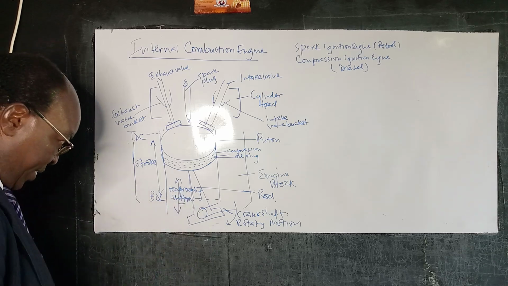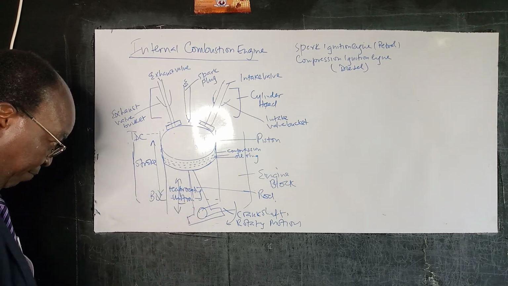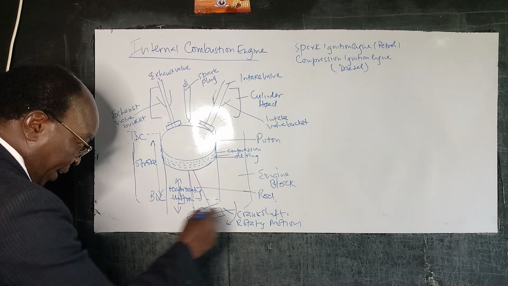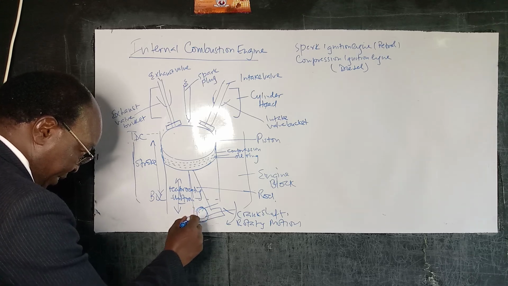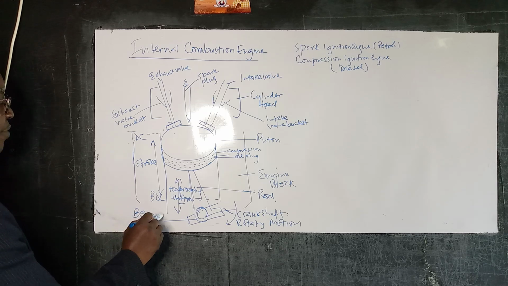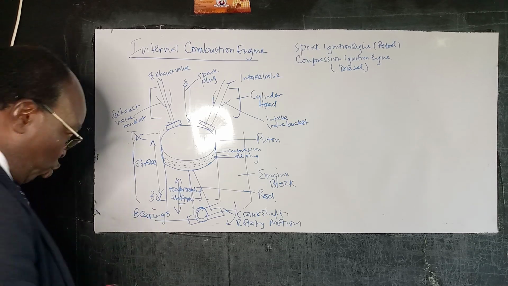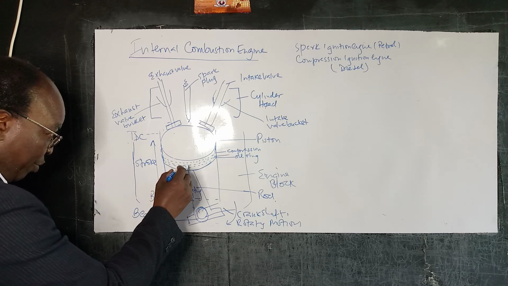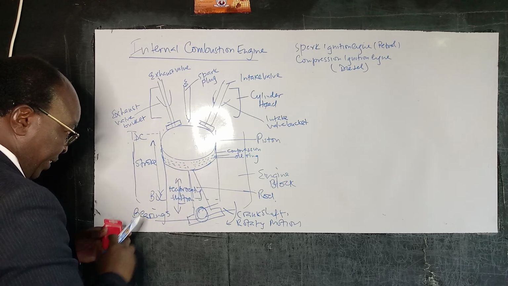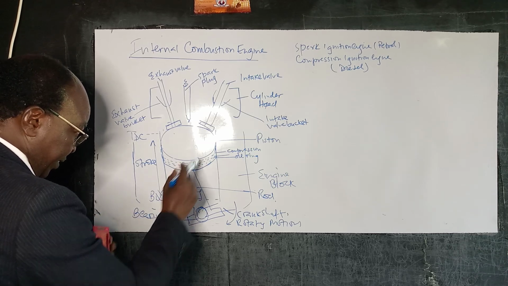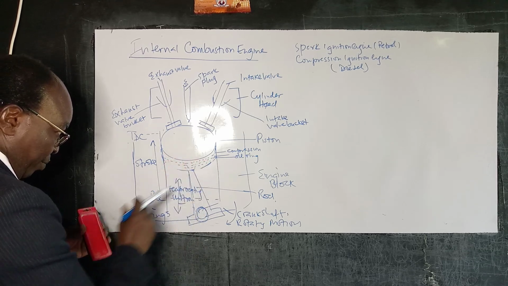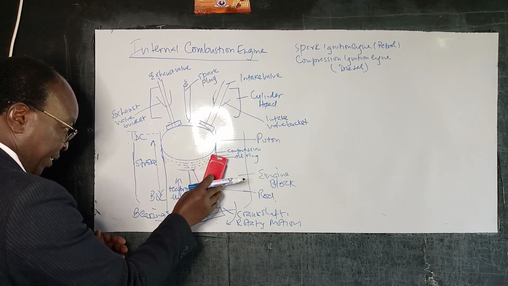Always remember, even if we don't talk about it, wherever you are connecting the piston rod to the crankshaft, there must be bearings. Bearings are very important. This facilitates rotary motion. Similarly, this rod is connected to the piston through a pin. Let's just expand it a bit so that we are able to bring in the pin element.